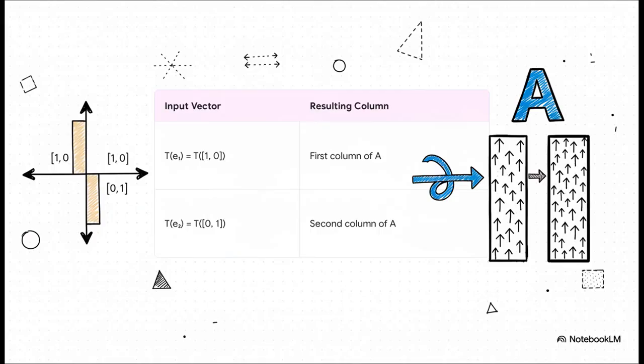And here's the punchline. You take those 2 basis vectors, you see where the transformation sends them, and those results, they literally become the columns of your matrix. The new location of 1, 0 is your first column. The new location of 0, 1 is your second column. It's just so elegant, it feels like cheating.